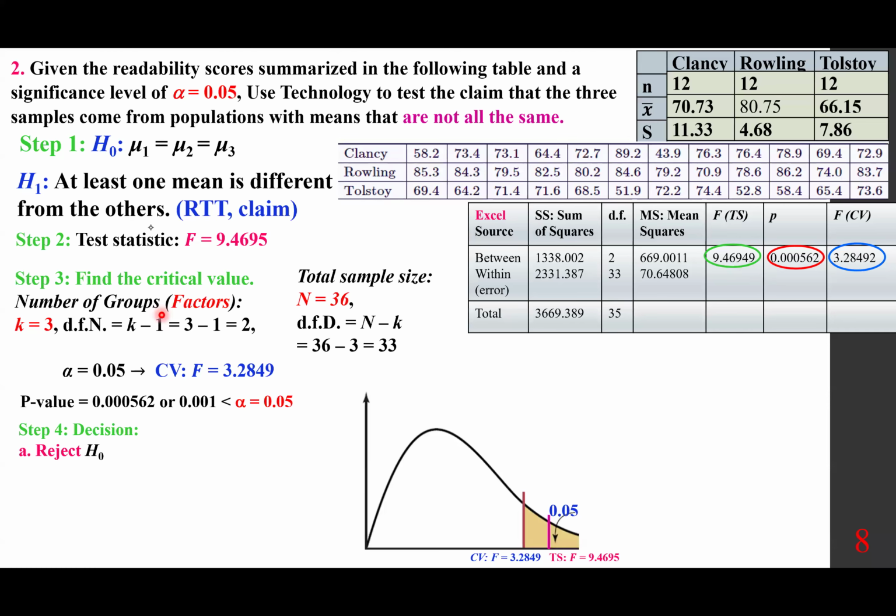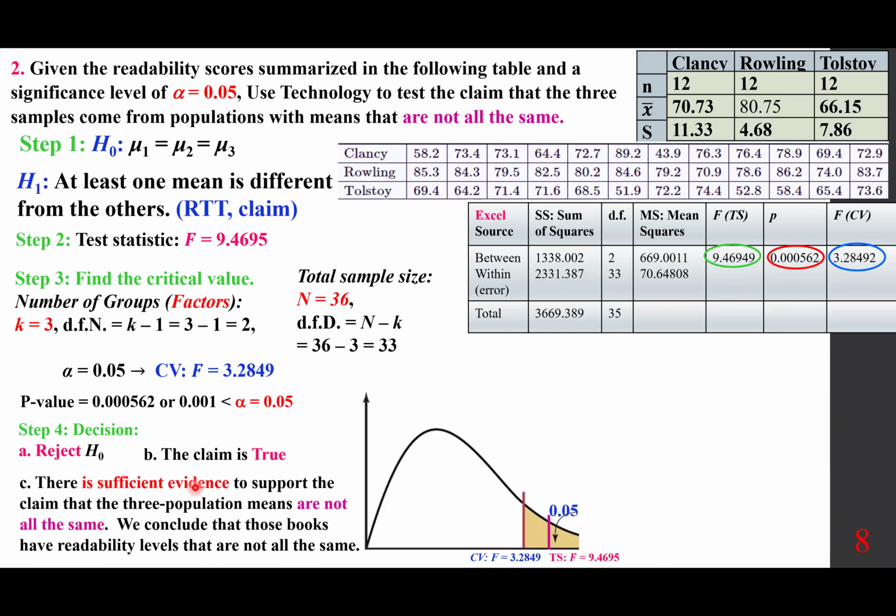So we go back to make a decision about the claim. If we are rejecting H0, that means we are accepting H1 loosely put, and the claim becomes true. And we write, there is sufficient evidence to support the claim that the 3 population means are not all the same. We conclude that those books have readability levels that are not all the same.